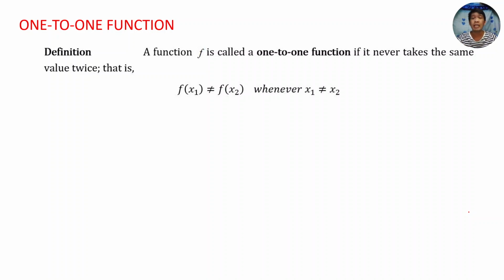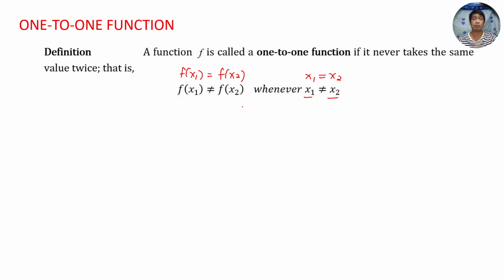So ibig sabihin, ang ating ordinate must always be different sa isa't isa. So, hindi pwedeng magkaparehas ang ating ordinates. Magkakaparehas lang yun kung magkaparehas ang ating abscissa or magkaparehas ang ating domain. So, f of x1 must never be equal to f of x2 whenever x1 is not equal to x2. So, meaning to say, if it happens that x1 is equal to x2, therefore, f of x1 must be equal to f of x2.